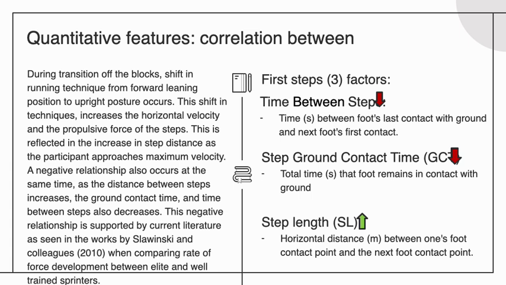Therefore, a negative relationship also occurs at the same time. As the distance between steps increases, the ground contact time and the time between steps also decrease. This negative relationship is supported by current literature, as seen in the work by Slawinski and colleagues in 2010, when they compared the rate of force development between elite and well-trained sprinters.